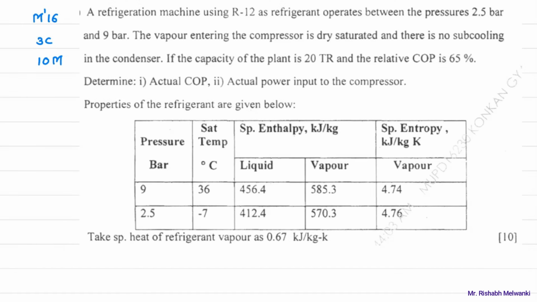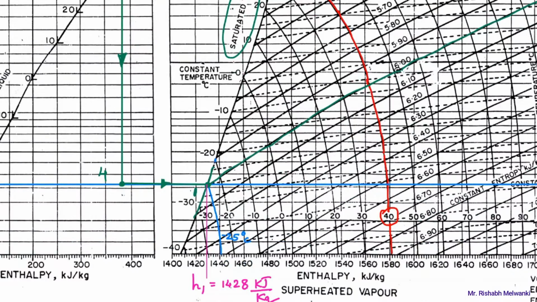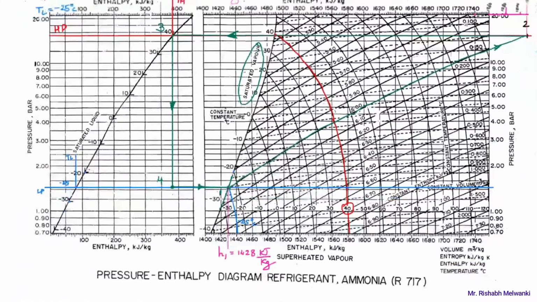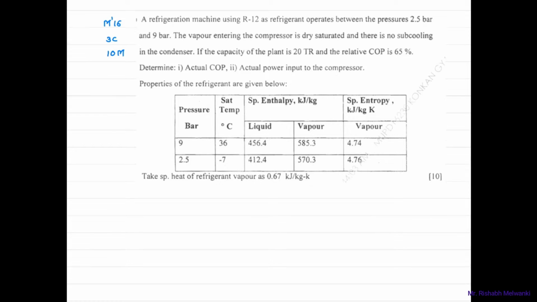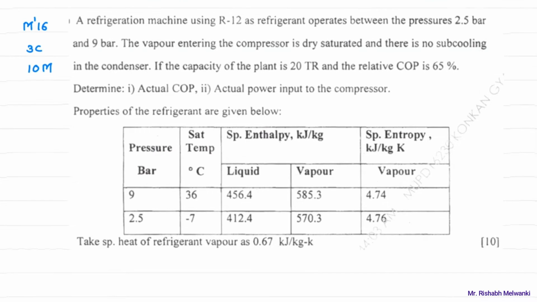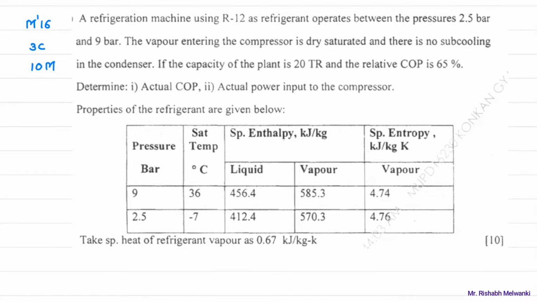Okay, now if you observe the previous question which we had solved, it was related to a pH diagram. We had solved a numerical related to the ammonia pH diagram. Now there are a few numericals which you have to solve using the table method. Okay, now what is the table method?